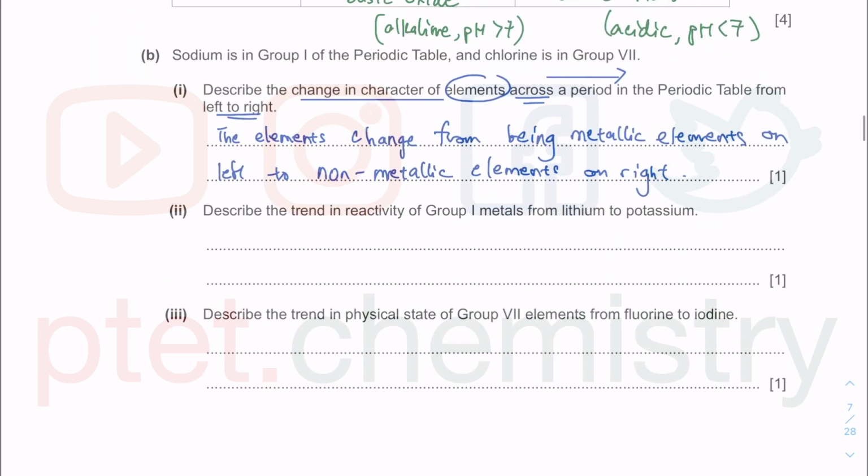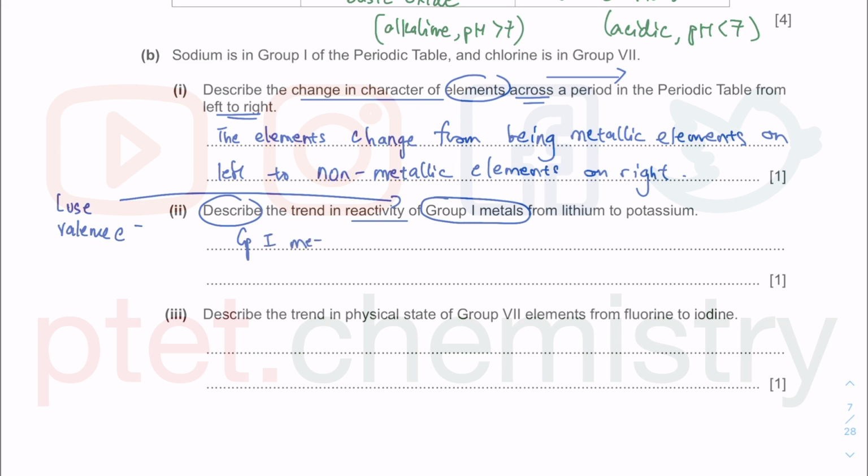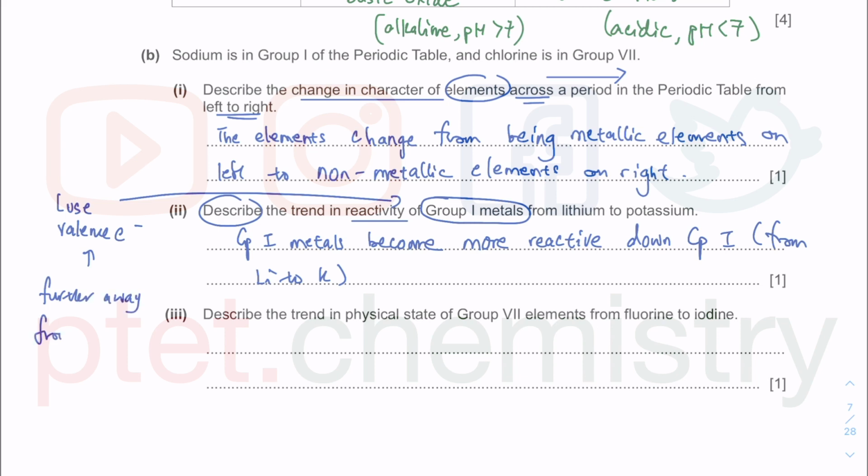In terms of reactivity, we talked about just now group 1 metals have to lose valence electrons, and describe, they're not asking for explain, so we can say that group 1 metals become more reactive down group 1, basically descending going down the group, because down group 1 there is from lithium to potassium, and the reason for it is because the valence electrons are further away from the nucleus, further away from the protons, which are positively charged in the nucleus, less attracted or less tightly held by the protons.